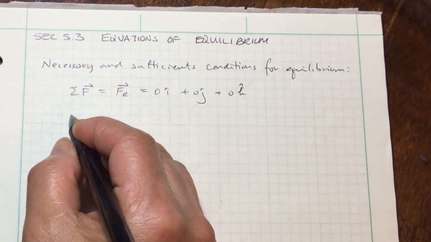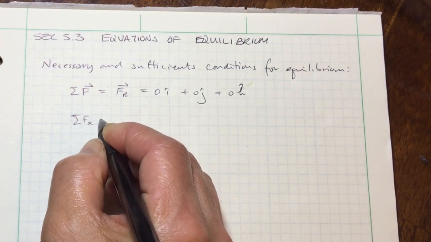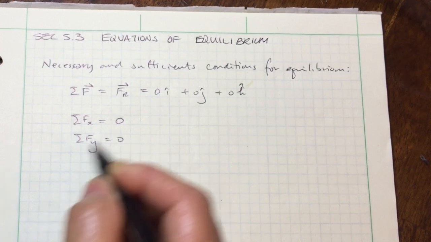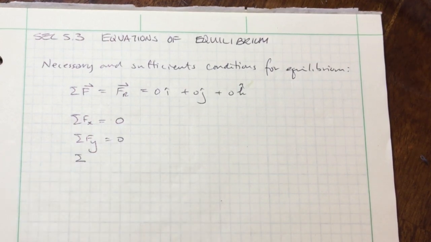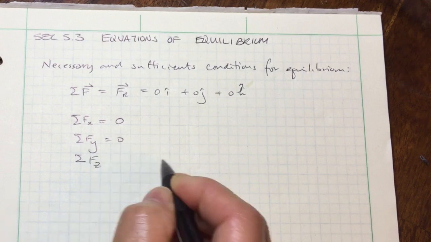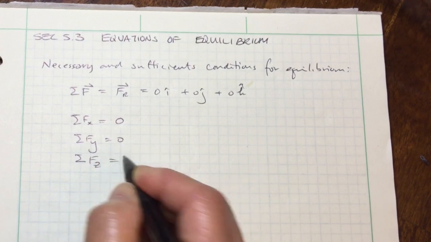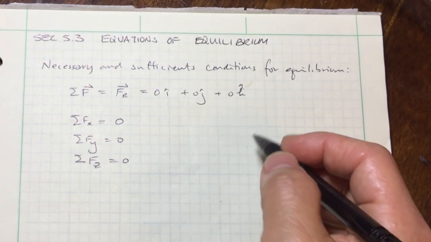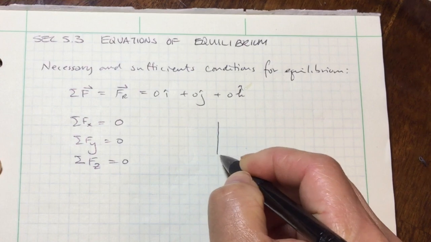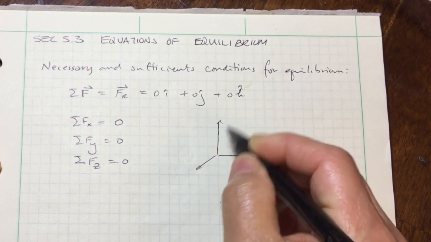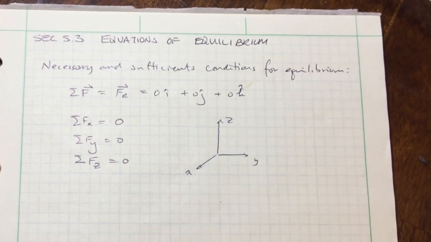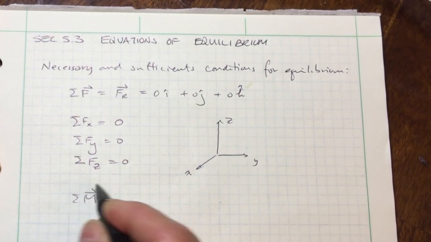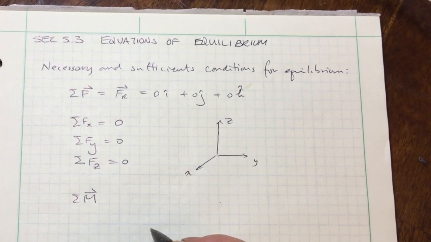In other words, we'll have the sum of the forces in the X equal to 0, the sum of the forces in the Y equal to 0, and if we're in a three-dimensional system, the sum of the forces in the Z should also equal 0. And when we're doing this type of problem, you have to make sure that you're defining your X, Y, and Z coordinate system.